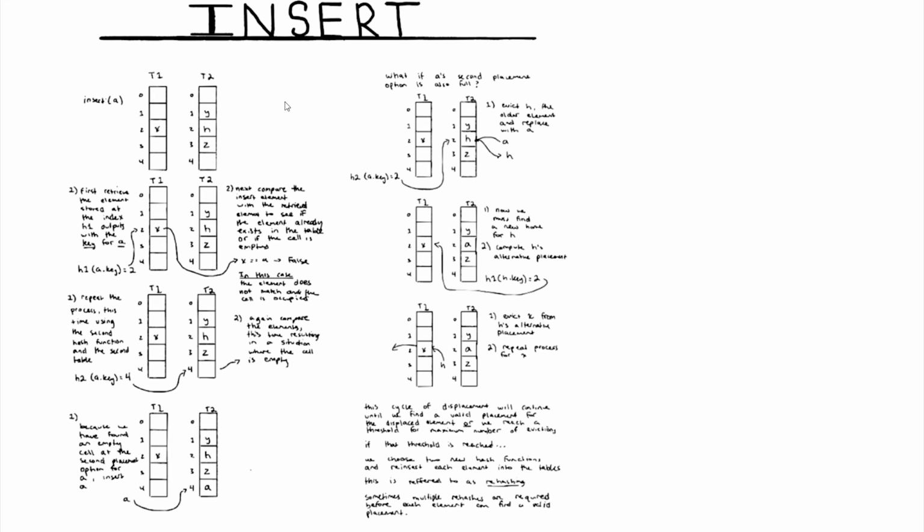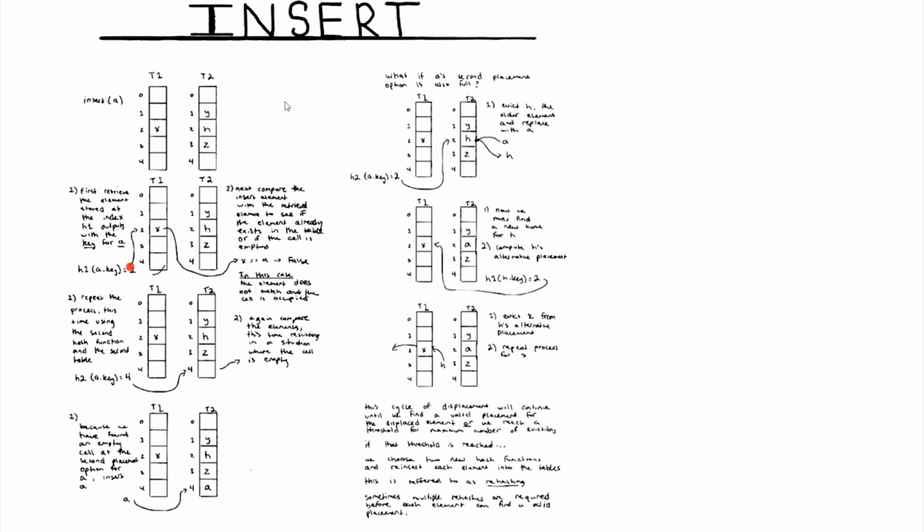Let's take a look at how the insert operation actually works to help us better understand how collisions are resolved. Say we want to insert a new element into our hash table. This element will be A. The first step is to calculate one of the placement options for A. In this case, we'll use the first hash function, which is associated with the first table.